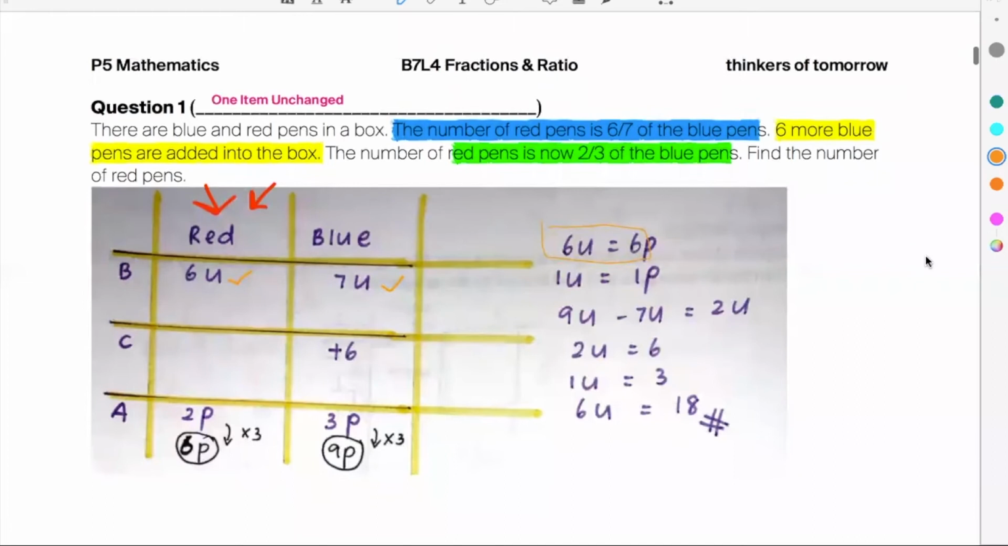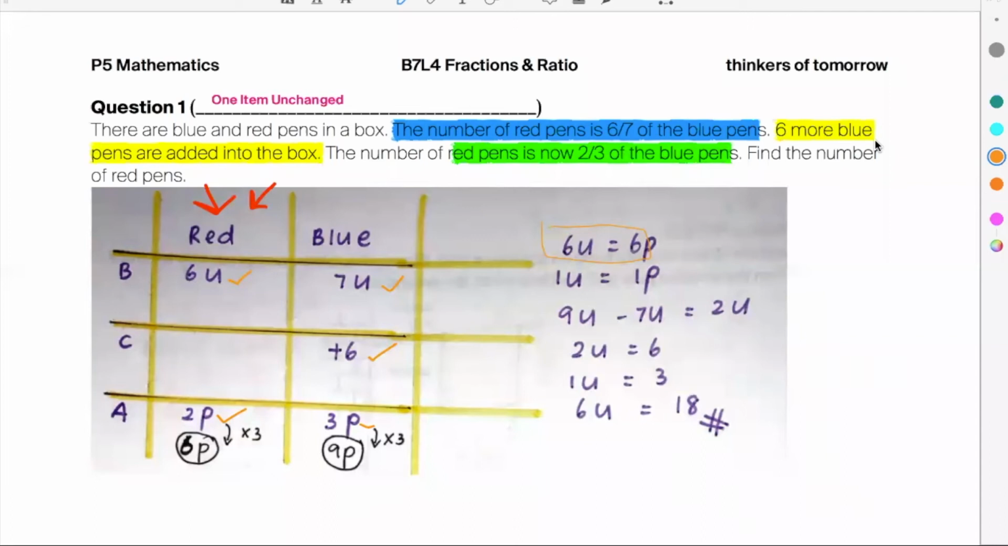6 more blue pens are added. So plus 6, plus 6. What is the ratio in the end? What is the proportion in the end? The number of red pens is now 2/3 of the blue pens. So for every 2 parts of the red pens, there will be 3 parts of the blue pens. Is this all right, guys? So I will have presented all this information first, and then I process further.